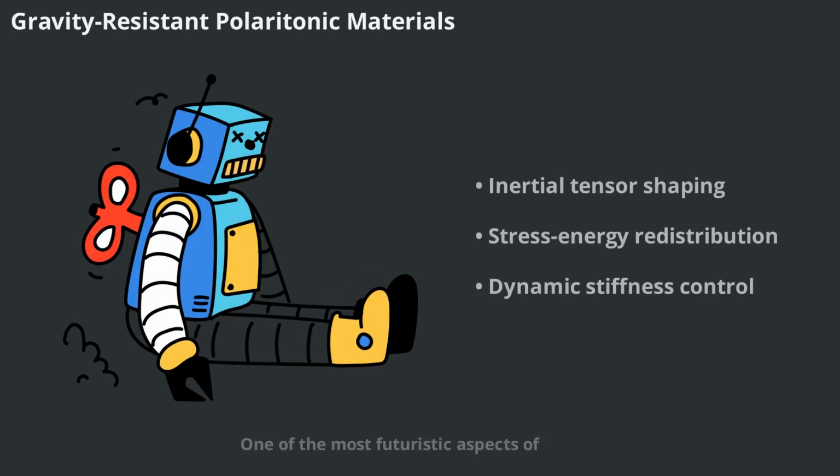One of the most futuristic aspects of HPMF is the engineering of gravity-resistant materials. By shaping the inertial tensor and redistributing stress energy, materials can be made to resist gravitational forces. Dynamic stiffness control further enhances this capability, enabling the creation of structures that maintain their shape and function under extreme conditions.